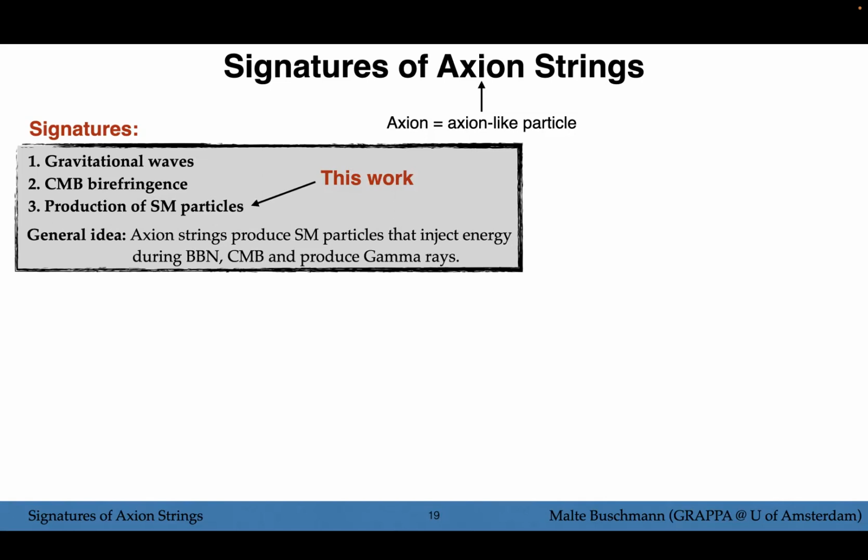And those are signatures you can potentially detect, because the story is very similar to basically just annihilating dark matter, which also injects energy during these times. But in this case, the energy comes from standard model particles produced by axion strings.